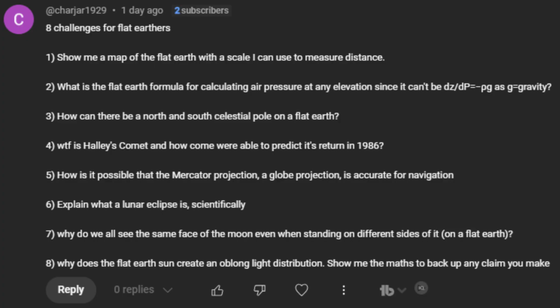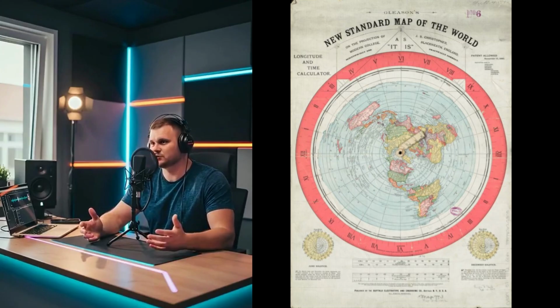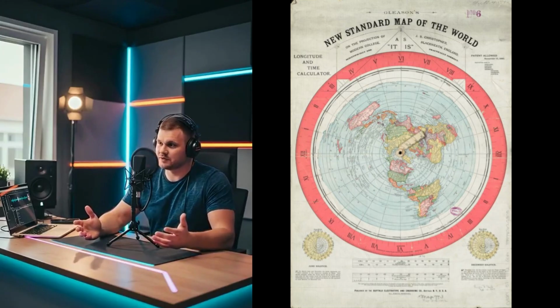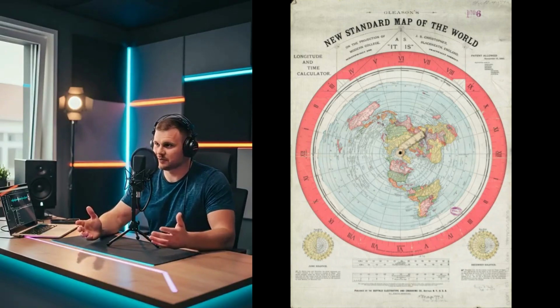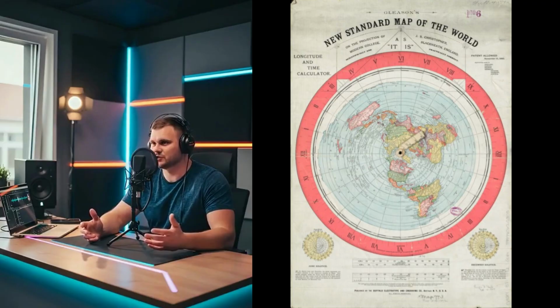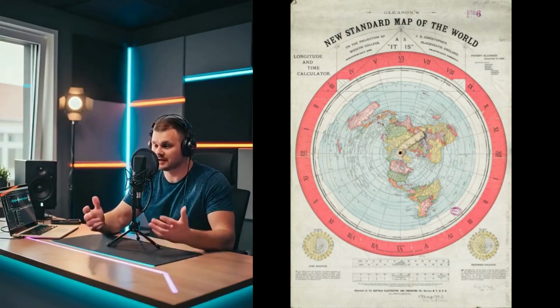First, a flat Earth map with a scale to measure distance. The most commonly used is the azimuthal equidistant projection. It places the North Pole at the center and spreads out the continents. Distances radiating from the center are accurate, but as you move outward, you need to adjust. This model is used for airline route planning in the southern hemisphere by many researchers who show how routes make more sense on a flat plane than on a globe.